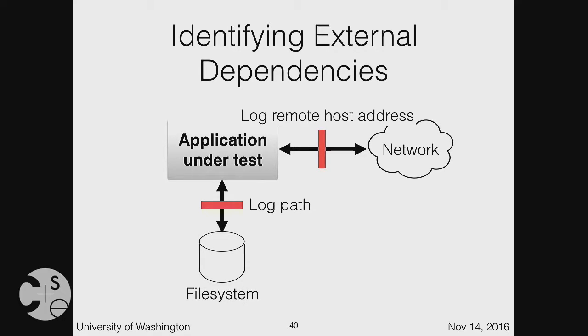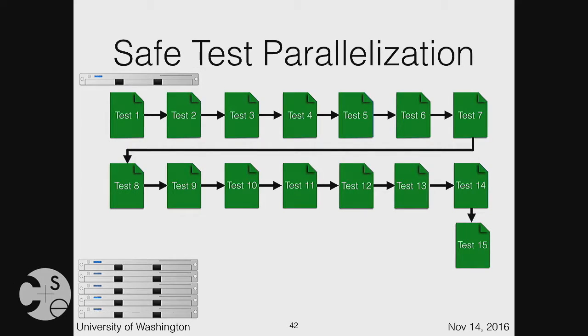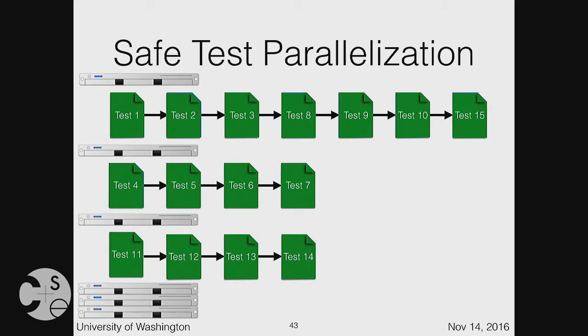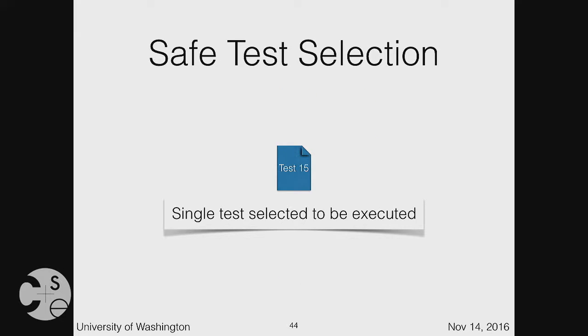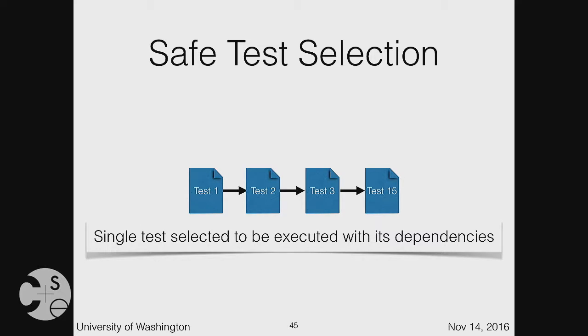For finer-grained external dependencies, we could do a more detailed analysis, like at the file layer or on remote hosts. So with this dependency information, ElectricTest enables sound exploitation of existing test acceleration techniques. The simplest thing that we can do is, say, enable safe test parallelization by automatically generating a schedule that respects these known dependencies. Similarly, this dependency information could be used to enable sound test selection or prioritization. For any test that's selected to be executed, ElectricTest would provide the dependencies for that test, ensuring that, hey, it's actually all of these tests that you have to run to guarantee that the outcome is going to be correct.